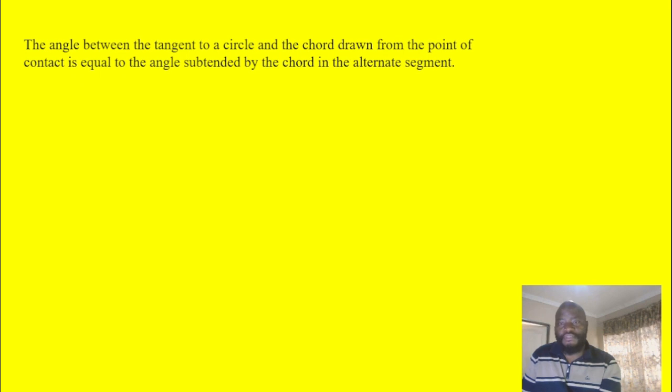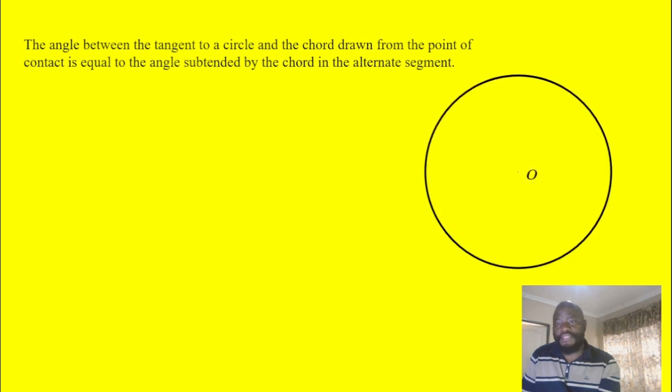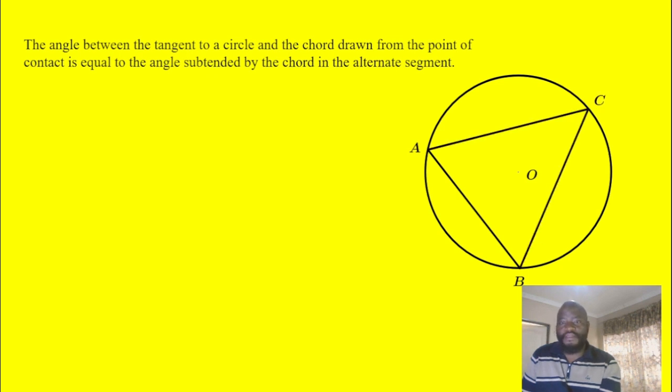The angle between the tangent to the circle and a chord drawn from the same point of contact is equal to the angle subtended by the chord in the alternate segment. So again, we still have our center O with circle O. Then our diagram remains the same. A chord AB is drawn, chord BC is drawn, and AC is also drawn. We have our tangent GBF, and then we are required to prove the very same thing, that ABG is equal to ACB.